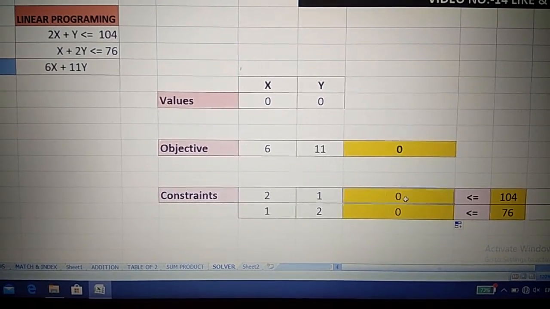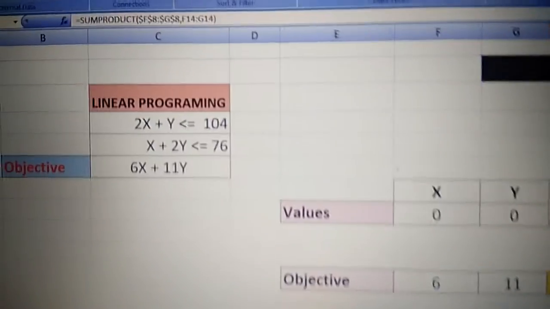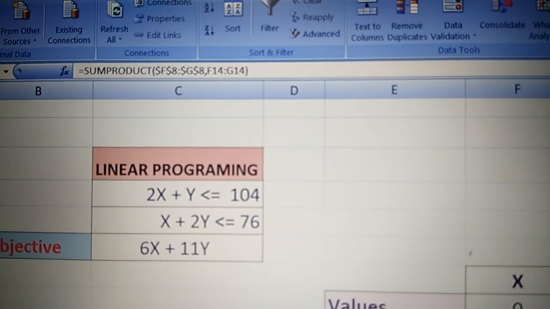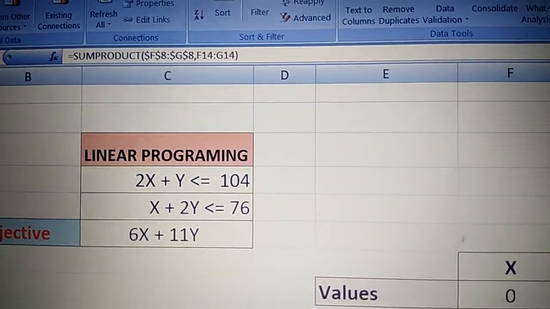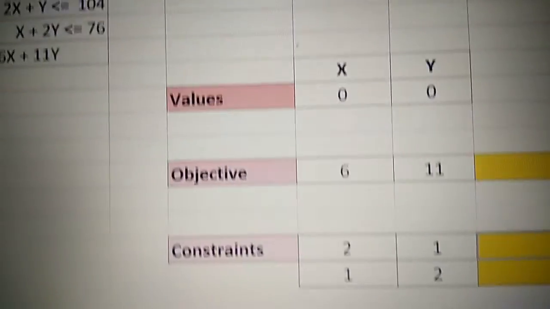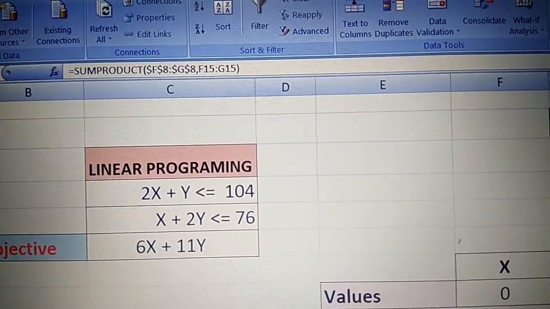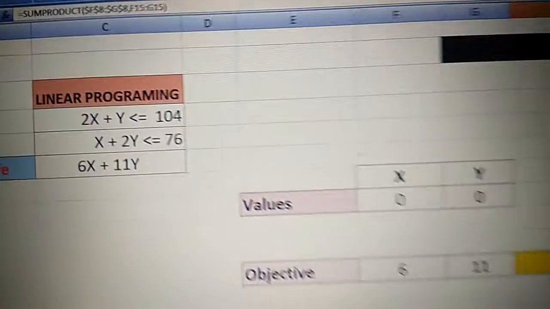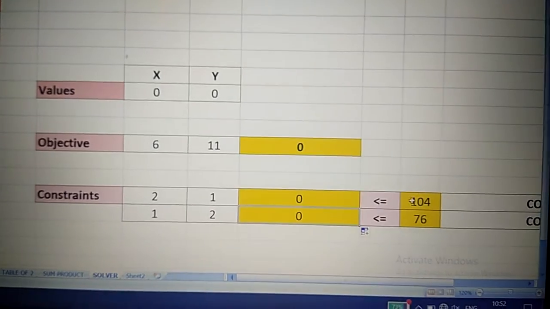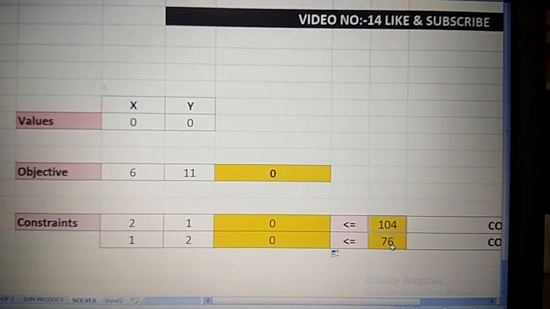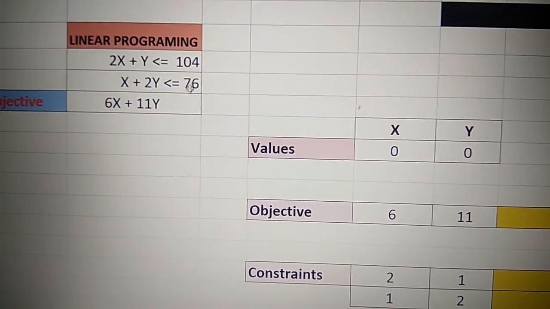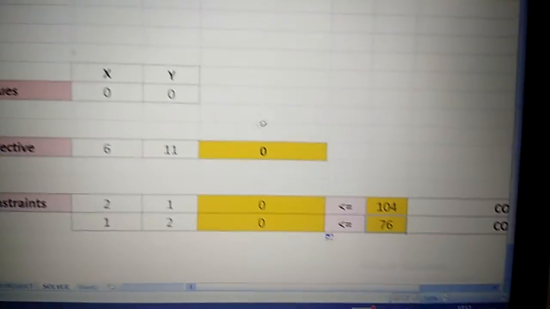See over here, we have the formula box. SUMPRODUCT F8, G8, F14, G14. Got it? And similar is the second one. Look over here, the formula again: F8, G8, which has been frozen, and now it is F15 and G15. Now come to this box. Less than or equal to, and 104, 76. From where has it been arrived? This has been taken from the last two, the right-hand side, 104 and 76, and put over here.